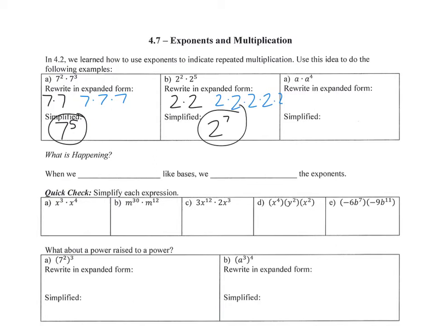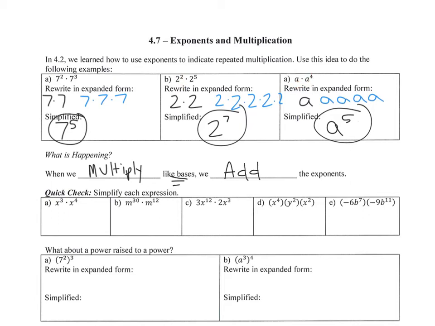A is just A. A to the 4th is A times A times A times A. So together you have A to the 5th. There's 5 A's. So what is happening? When we multiply with like bases, they have to be like bases, which means these were both 7s, these were both 2s, these were both A's. Then we add the exponents.